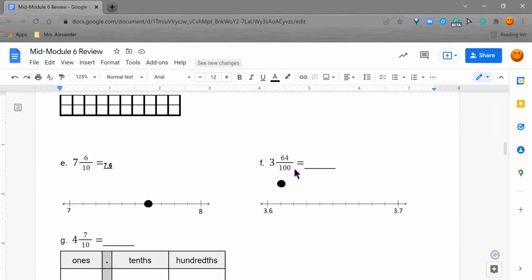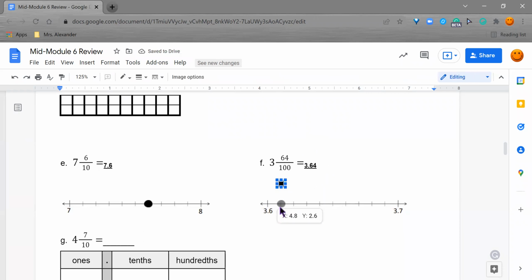The only difference is we're dealing with hundredths, which means it's in between. So when I rewrite this, again, I'm going to underline it. I'm going to go 3 and, which decimal, 64. And then right here, I'm going to count 1, 2, 3, 4, 5, 6, 7, 8, 9, 10. So 3.6. So we're going to say it's right about here, I think. Do the best you can.